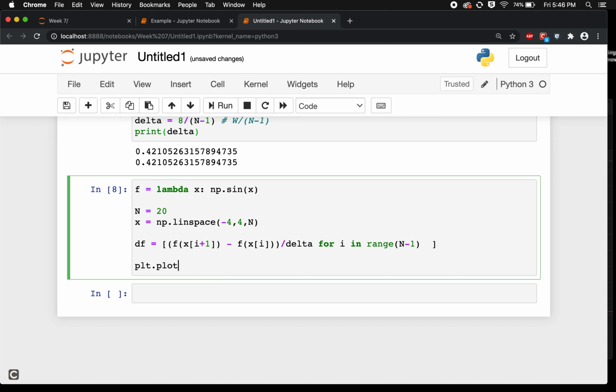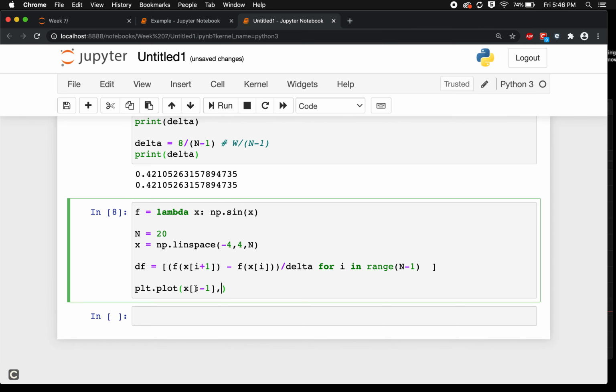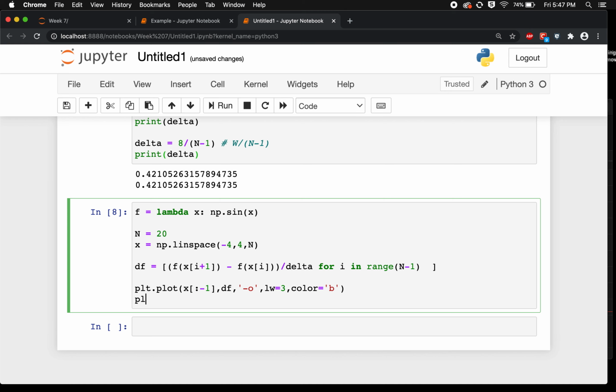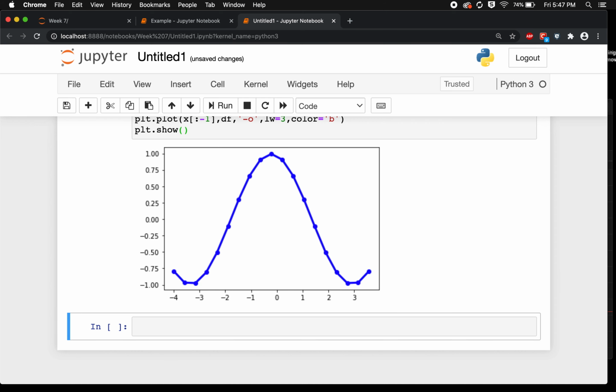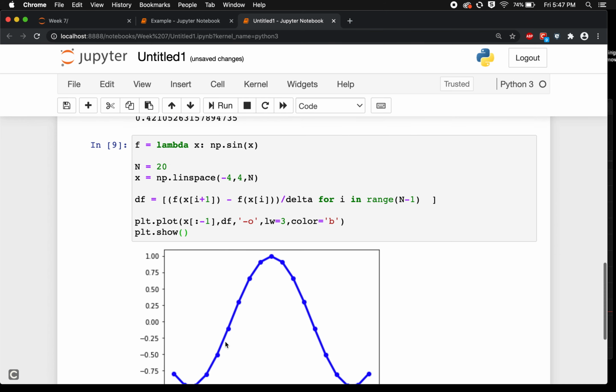And so then I can just plot it up. So I can do plt.plot. We're going to take our x values, but we're going to grab every x value except the last one. So we're going to do colon minus 1, so that's everything up to, but not including, the last point. And then we can just do df, line width 3, and color equal to blue. And then we can do plt.show. And we're going to have basically a finite differences approximation of the derivative.